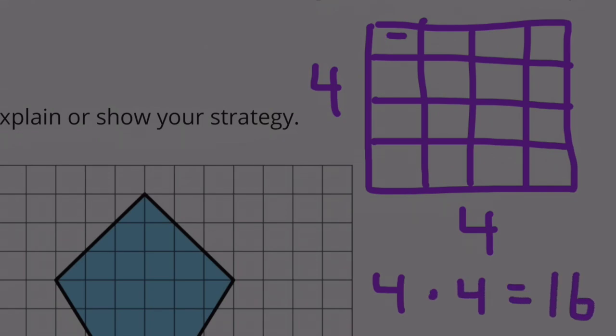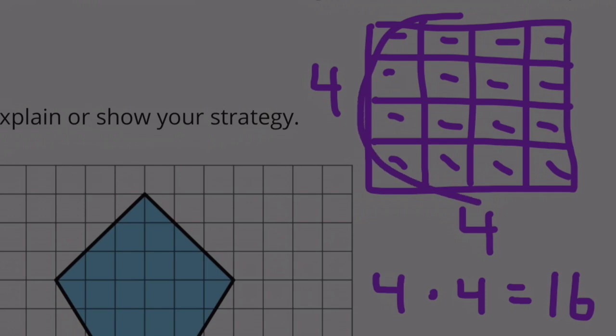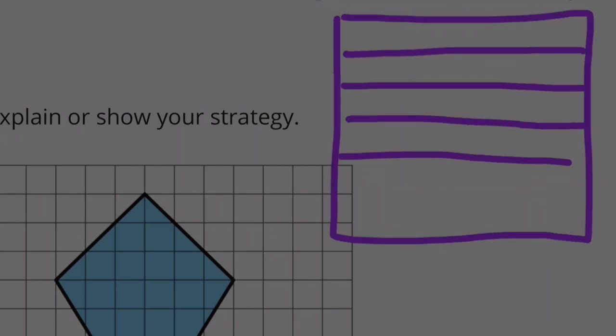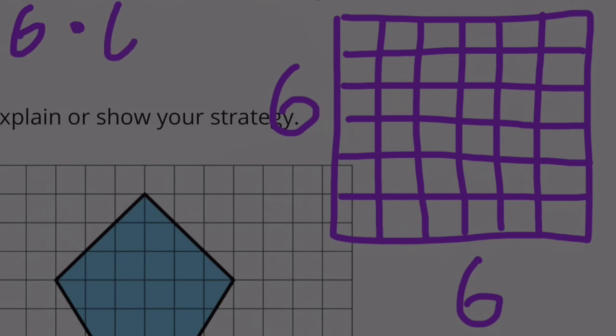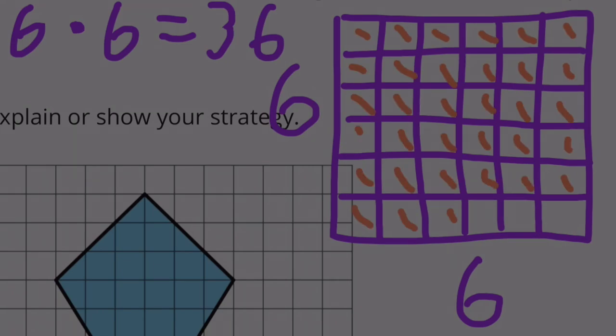Let's count them. 1, 2, 3, ... 14, 15, 16. So we're not looking for 16 in here. We're trying to get 36. So I just made a square with side lengths of 6. So 6 times 6 equals 36. So if we were to count these, we'd have 1, 2, 3, ... 32, 33, 34, 35, 36.